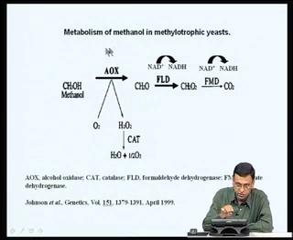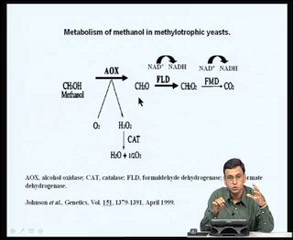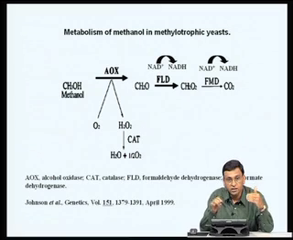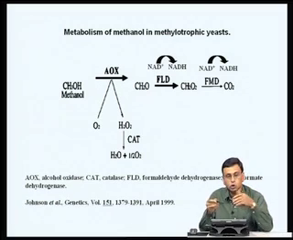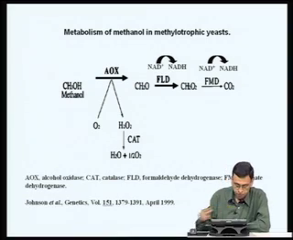The first reaction, conversion of methanol to formaldehyde, actually takes place in an organelle called the peroxisome. Therefore, when you change the carbon source from glucose to methanol, the peroxisomes also proliferate in very high amounts in these methylotrophic yeasts, and therefore, these yeasts also become very good model systems for understanding peroxisome biogenesis.